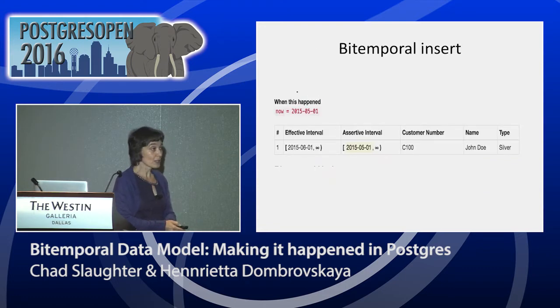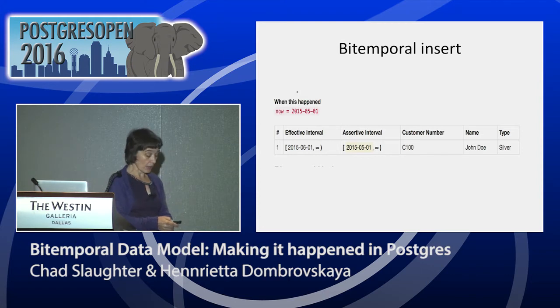So bitemporal insert is actually the easy one because it's no different from the regular insert. Let's say today's date here is May 1st, 2015. We are adding a customer record, and we are saying this customer will be a customer from June 1st, and that's when this customer becomes effective, and that's the effective interval. The assertive interval says that we add this record on May 1st, and from May 1st until whatever, we assert that this information is correct and true.